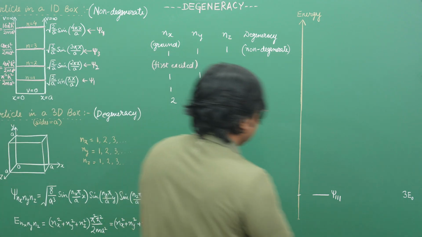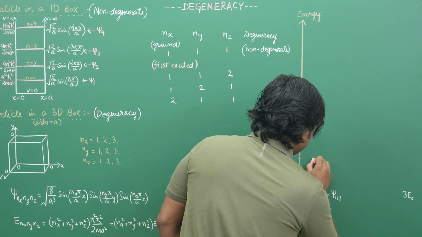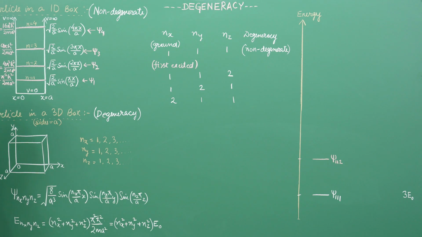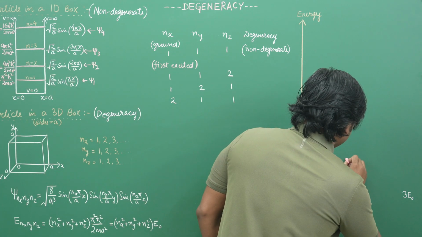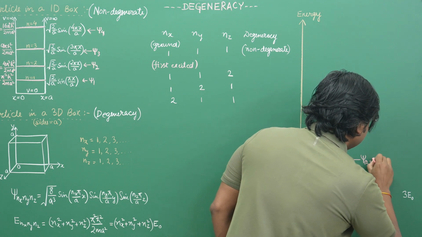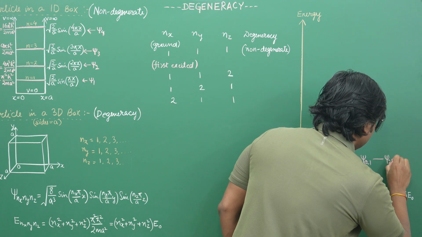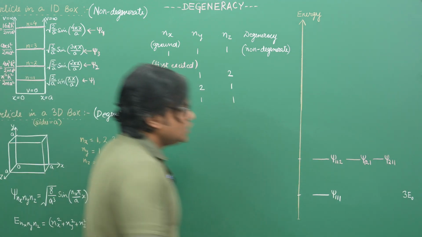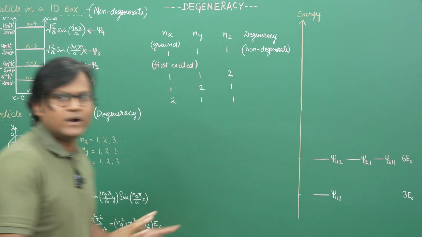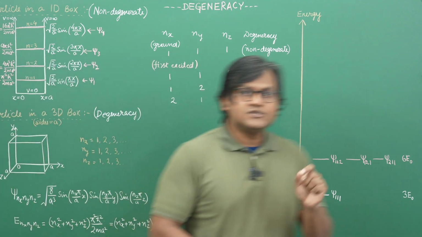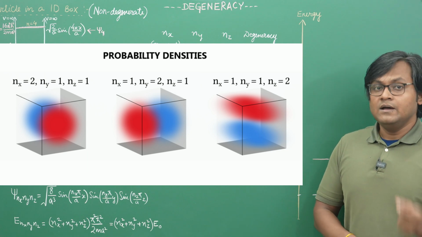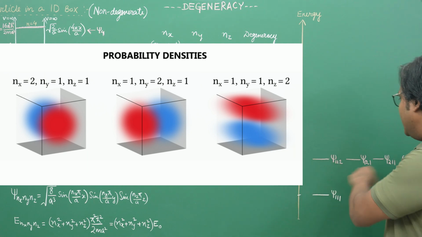So if I represent this here, I can have a state psi 1 1 2 that has an energy level of 6 E naught. I can have another state psi 1 2 1 and another state psi 2 1 1, and all these distinct states will have the energy of 6 E naught. This is what I'm talking about. These eigenfunction solutions are very much distinct, and their corresponding probability densities are also very much distinct, but they all have the same energy level.